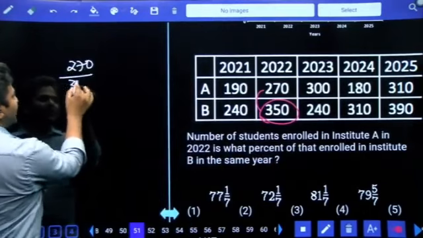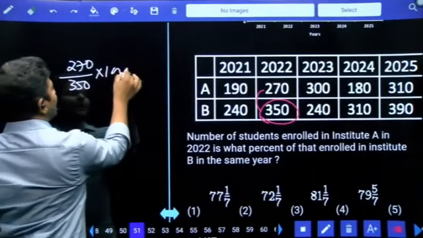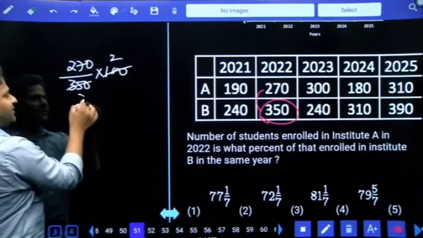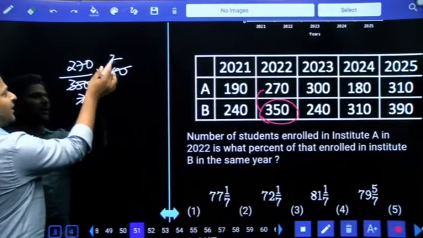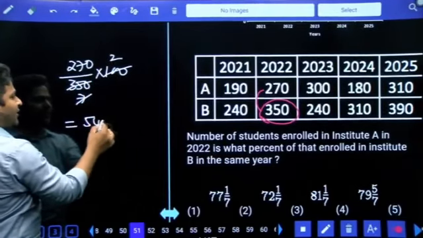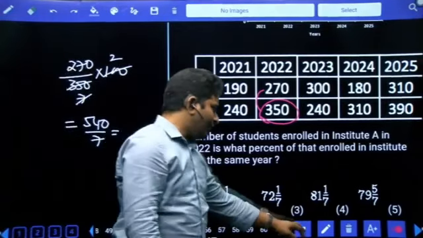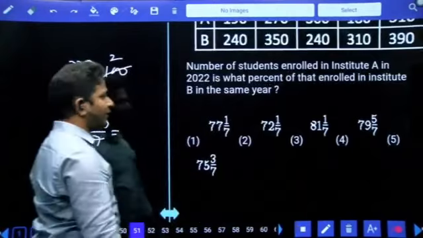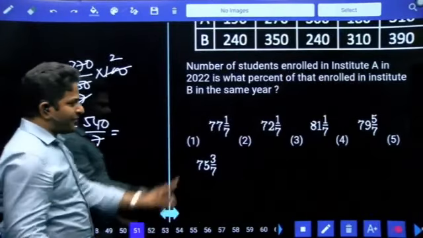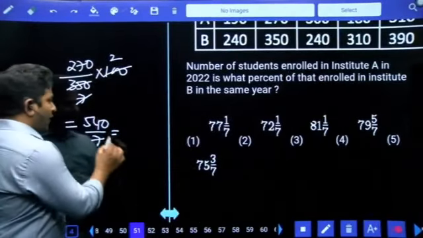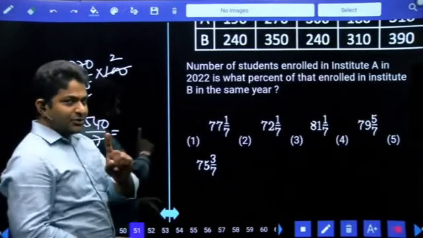270 with respect to 350 percentage into 100. 50 2 times here, 50 7 times here. Now in numerator we have 540. 540 divided by 7. Now when you look at your options, denominator must be 7. Everywhere denominator is 7. And numerator we have 0. Numerator should be equal to 0.